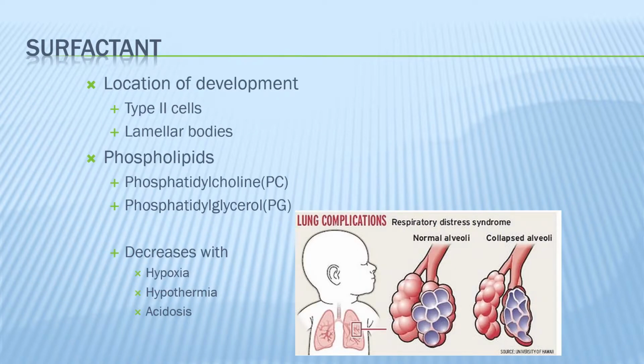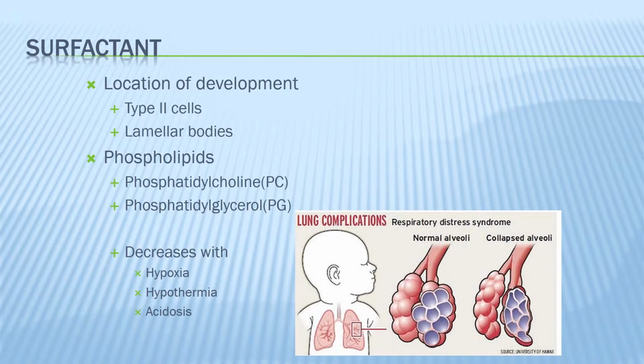Okay, now I want to talk about surfactant. Just to review quickly, fetal lung fluid comes from the pulmonary circulation. It's secreted by that, and it is released as the lung cells develop. Surfactant, on the other hand, is developed by type 2 cells. They secrete the surfactant, and then the lamellar bodies absorb it and resecrete it, so it replenishes and recycles itself. It's made up of phospholipids, phosphatidylcholine and phosphatidylglycerol.